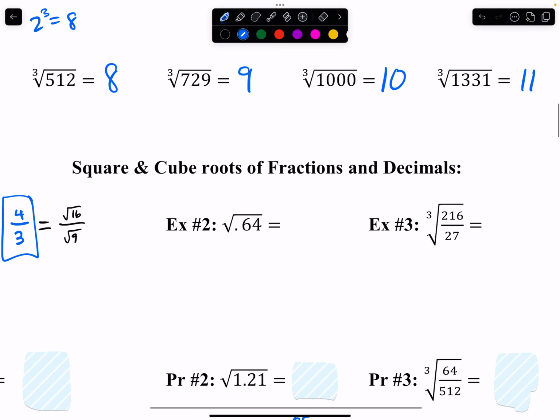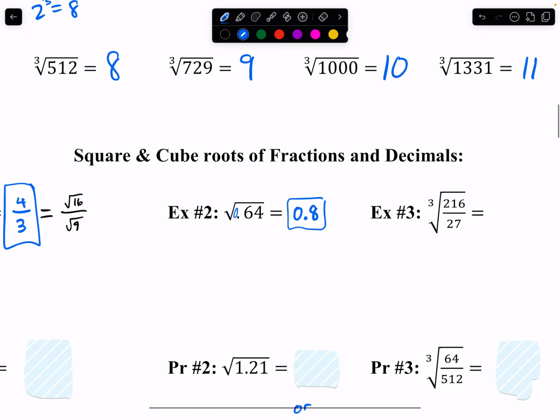All right, let's try example number 2. What number times itself gives us 0.64? You could put a 0 there if you want. And you could go different ways. I like to think of fractions, but you could also see that, hey, 64 is a perfect square. It's 8 times 8. But now I've got a decimal there, and maybe you just guess and check. And maybe try 0.8, and if you try that, 0.8 times itself is 0.64. So the square root of 0.64 is 0.8.